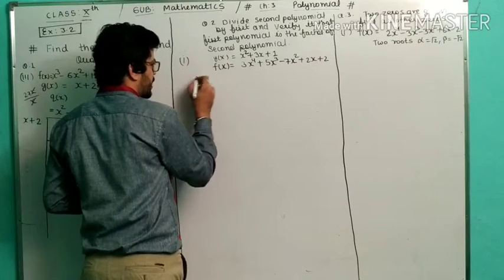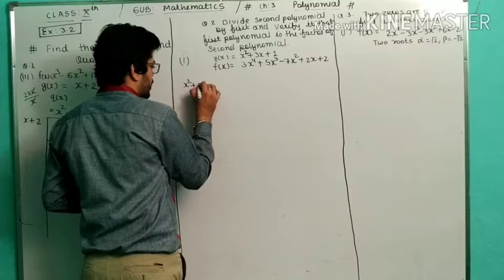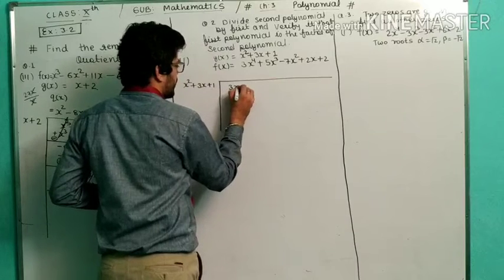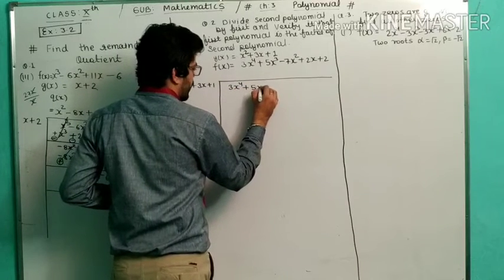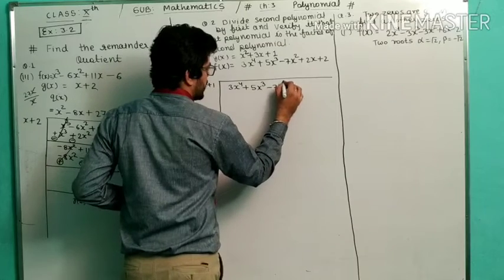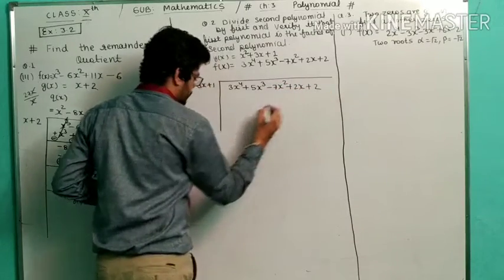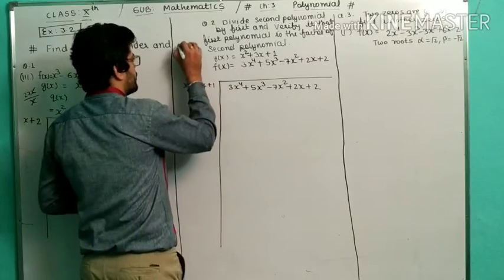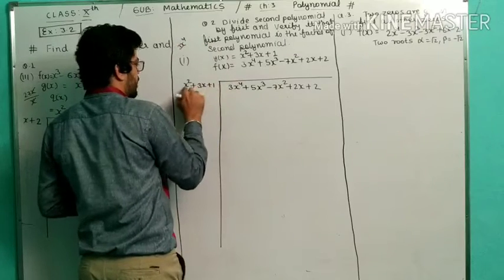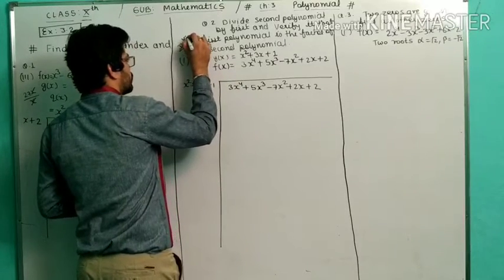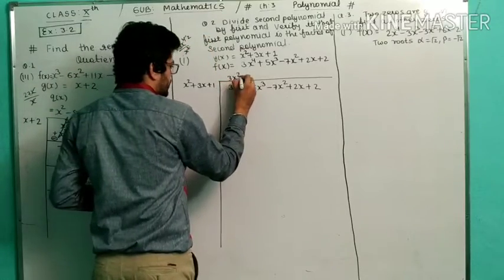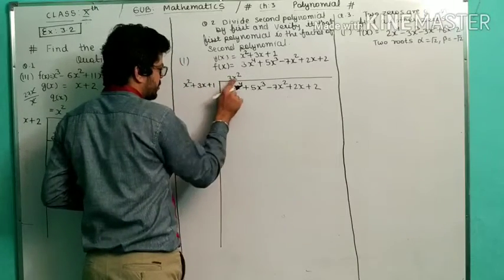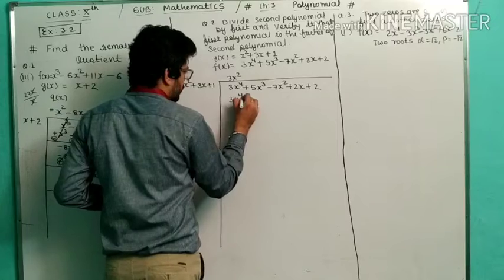Same thing, g(x) will be written on the left-hand side, x square plus 3x plus 1, and here we will write down 3x power 4 plus 5x cube minus 7x square plus 2x plus 2. Let's see whether the remainder will be 0 or not. The first term is 3x power 4, and here the first term is x square. So the quotient term is 3x square.